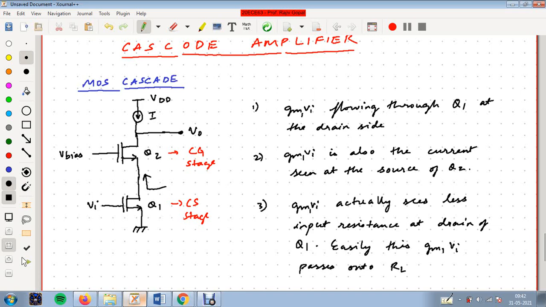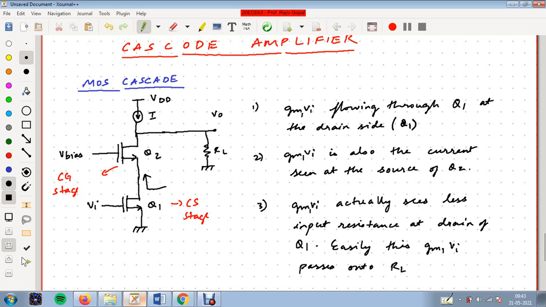And where is this RL? This RL is at the output. I have not drawn it here, so let me draw it quickly. So this is V naught, and you have RL here. This is RL, and this is the CG stage. So these three points: gm1 Vi is flowing through Q1 obviously, by virtue of the input voltage Vi, at the drain side of Q1.